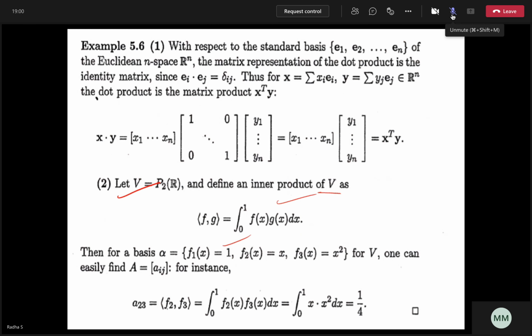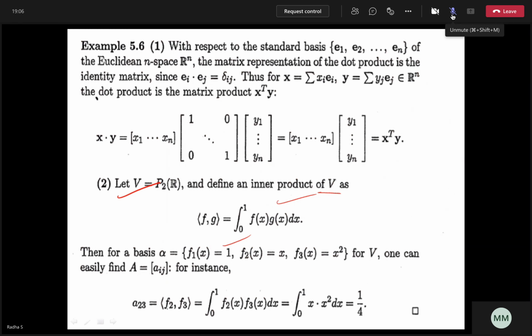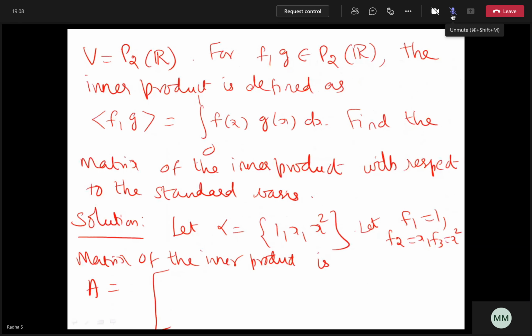See this here. What is the matrix? Just now you have seen, right? Suppose inner product of 1 comma 1, 1 comma x, then you can call it f1. Don't use 1, 1, you can say f1, f1. Inner product of f1, f1, f1, f2, f1, f3. Is this clear?